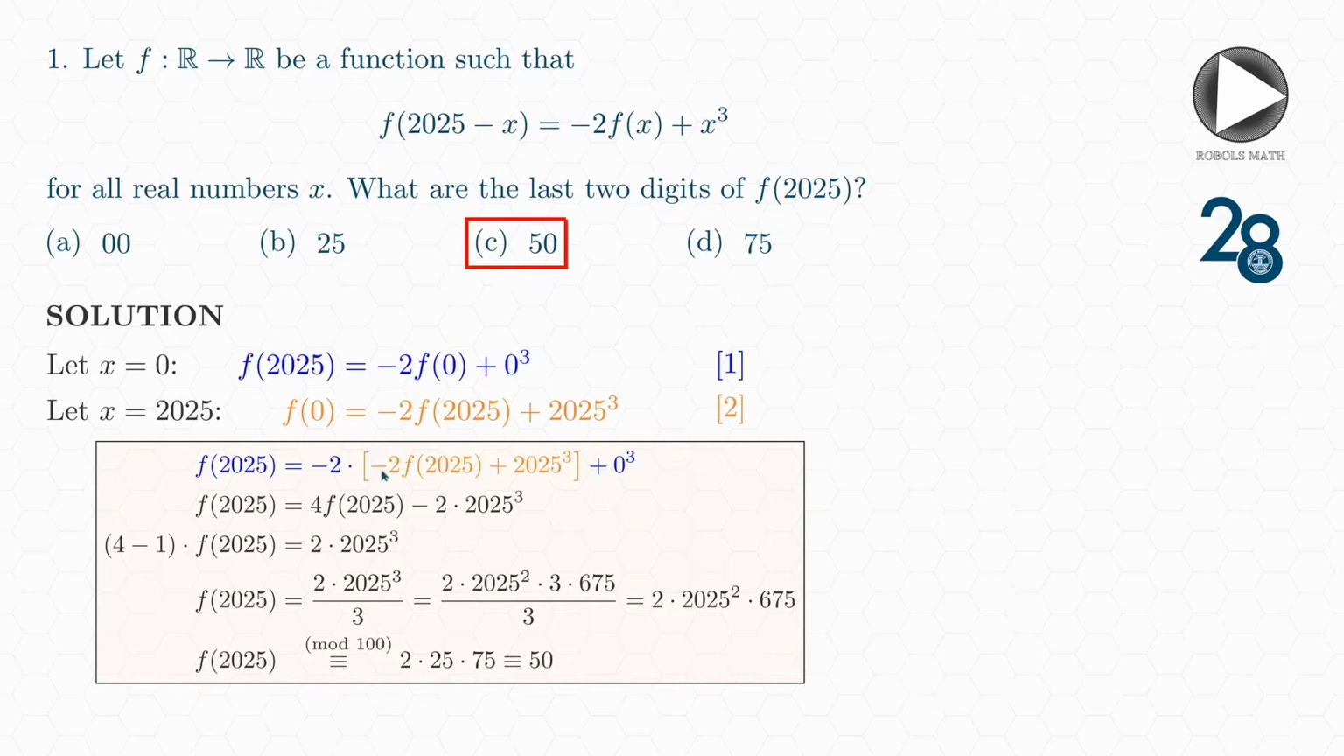Of course, if you're not comfortable with using modulo 100, you can skip this part and just evaluate this product right here. If you do that and then look at just the last two digits, you'll still get the last two digits as 50.